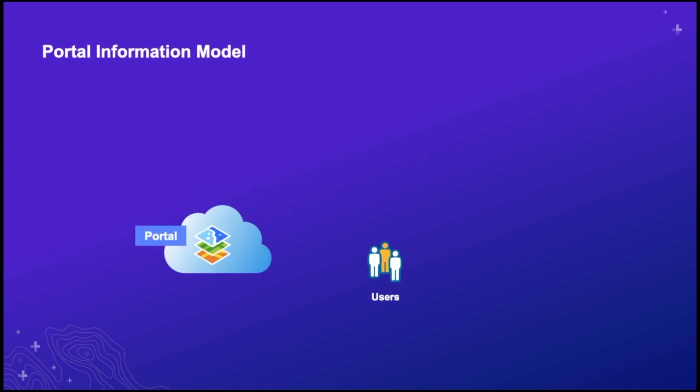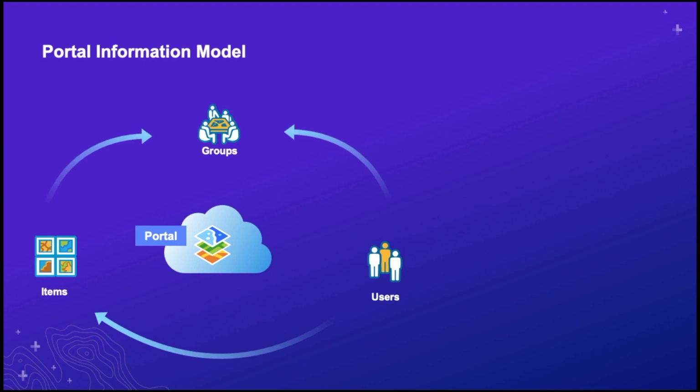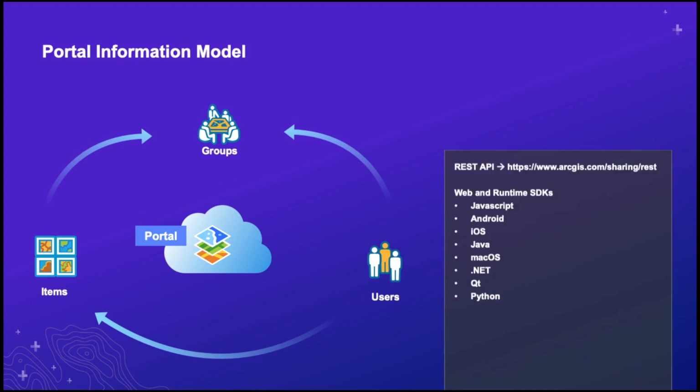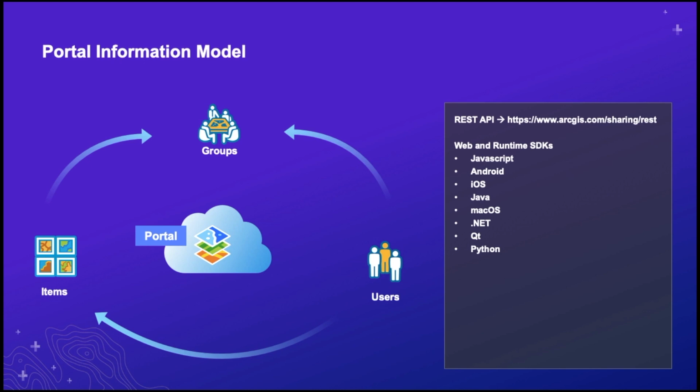So the first thing to start with is our portal information model. When you subscribe to ArcGIS Online, you get access to a portal. Within that portal, you can create your users. These are your named users in the system. Those users upload content or information, which we call items. And then they can also create groups, which allow you to share items with a specific set of users. So those are the four basic things inside of your portal information model.